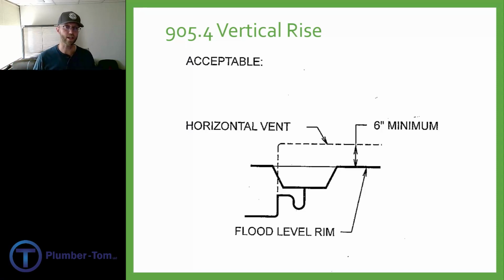So here we have a floor drain. That pipe comes up. It's in the wall. Once it's 6 inches above the floor, it can turn horizontal.